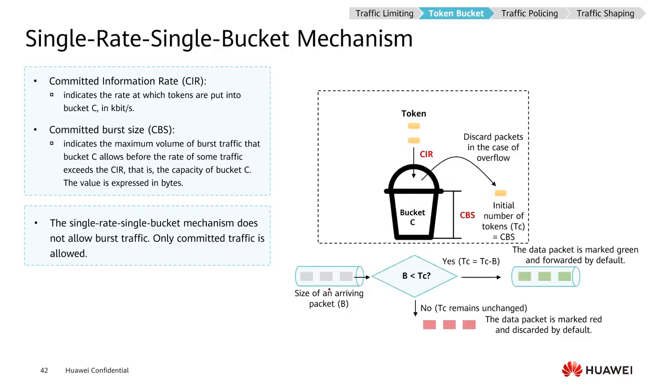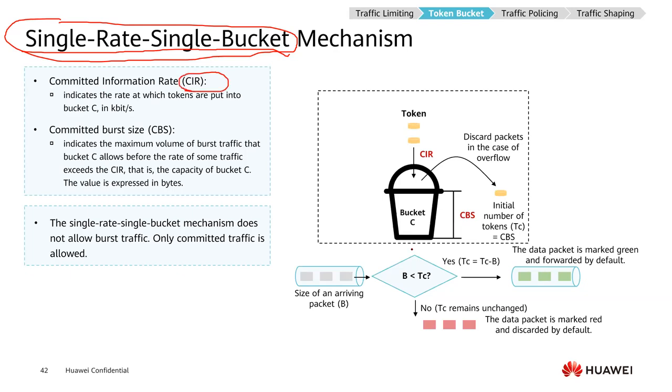So first we need to introduce a little bit of the token bucket. Basically we can divide the token bucket into three types. First is the single rate, single bucket. Okay, so this is the first type of bucket, the single rate, single bucket. The single rate means I only have one rate. It's what we call the CIR. CIR is called the committed information rate.